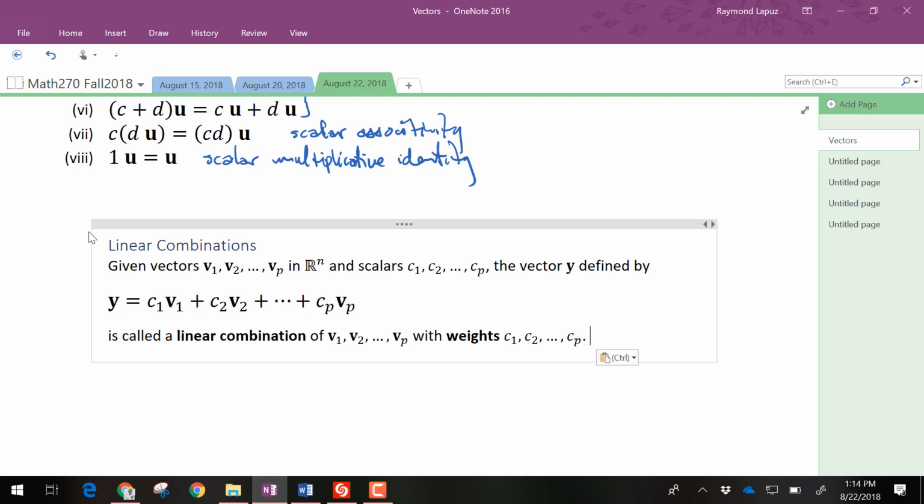They give the scalars a special name. They call them weights. It's not going to be that big of a deal, but sometimes we need to refer to these scalars that we come up with in our linear combination. So they're going to be called weights.